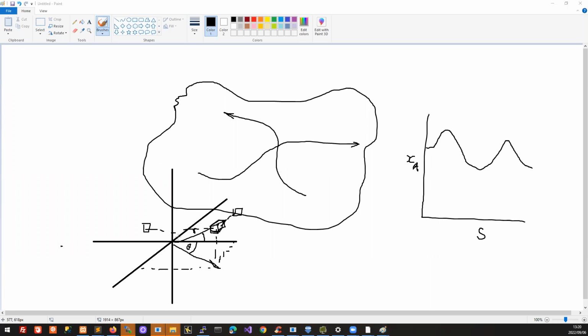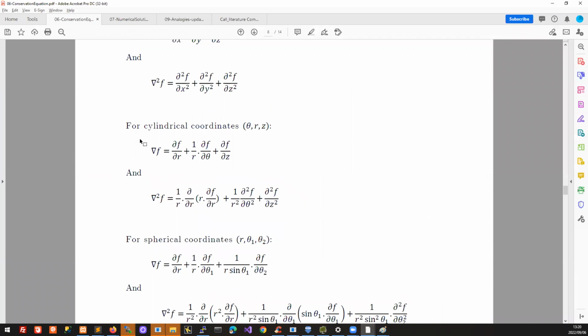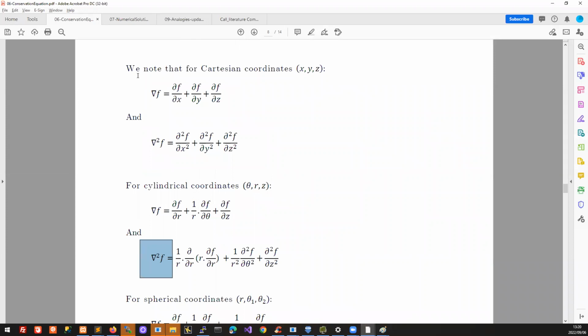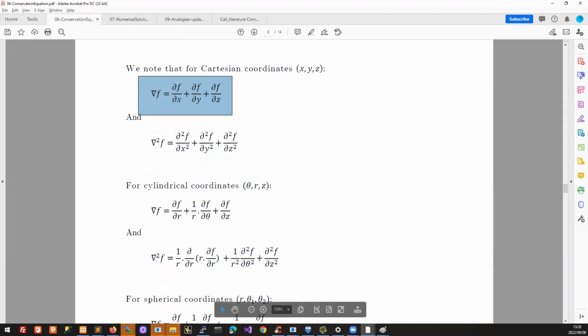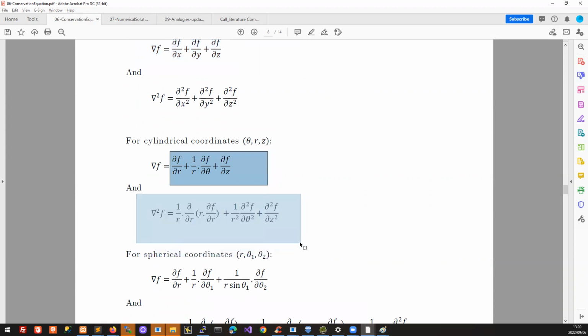So for any coordinate system, though, we can define the gradient of any function, and the second gradient, well, any gradient. We can define any order of gradients. And the point is that we can develop the relationships among all these types of coordinate systems. So for the cylindrical coordinates, the first derivative looks like this, the second derivative looks like this.